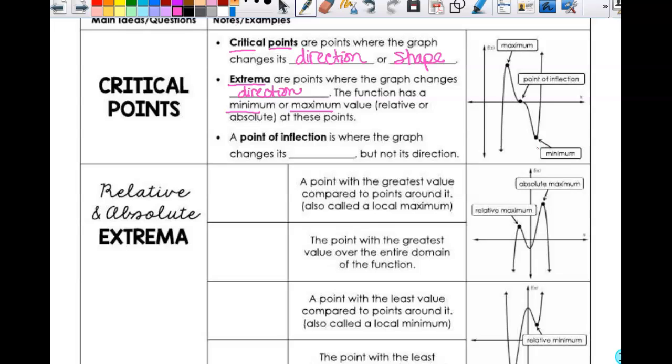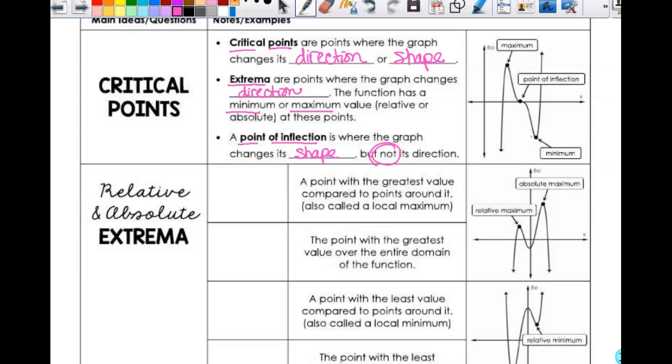Then another subcategory of critical points is a point of inflection. Point of inflection is where the graph changes its shape, but not its direction. So notice I'm going down here. Here's my point of inflection. There's like a little wiggle, but I'm still going down. I didn't change the direction. Still on my way down there. It's just a little wiggle in the graph. So if you think you're going down quickly, we slow down and then we speed back up. So it's almost like a change in speed, but it's not a change in direction. Okay, does that help?